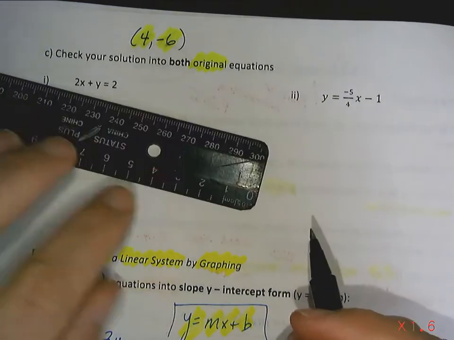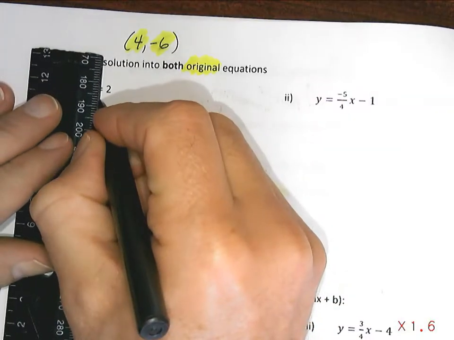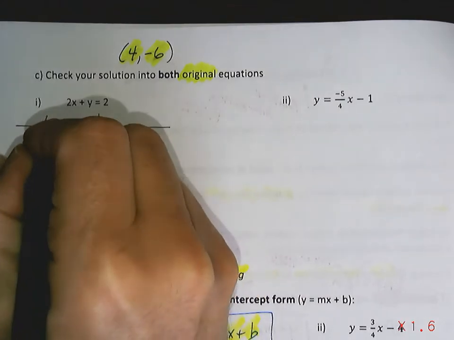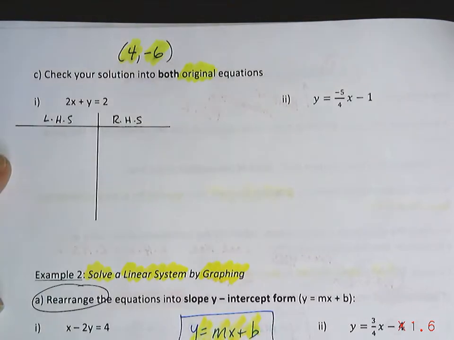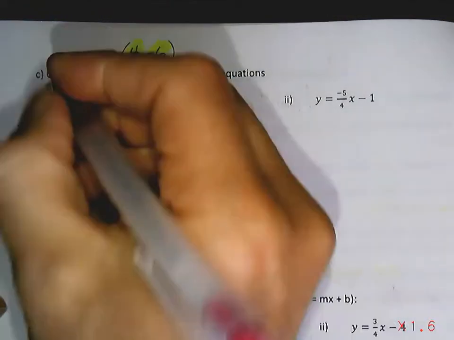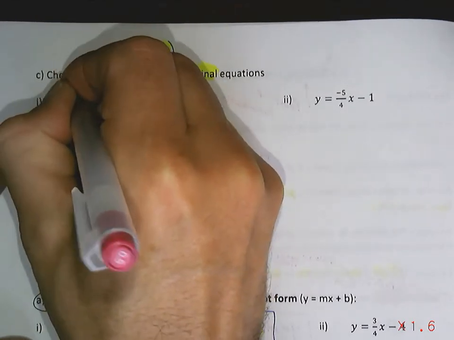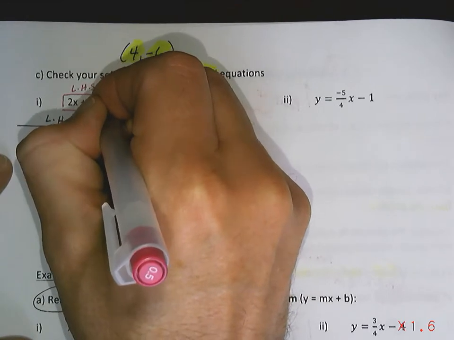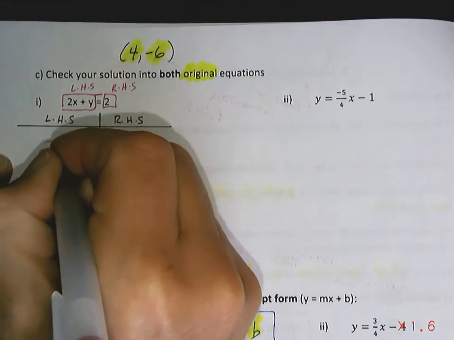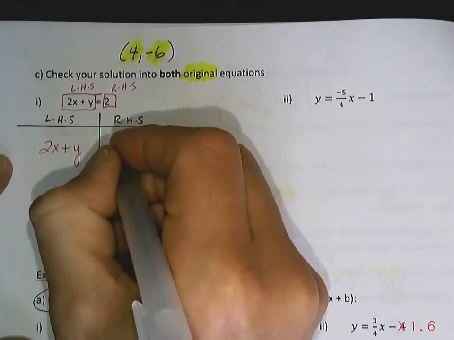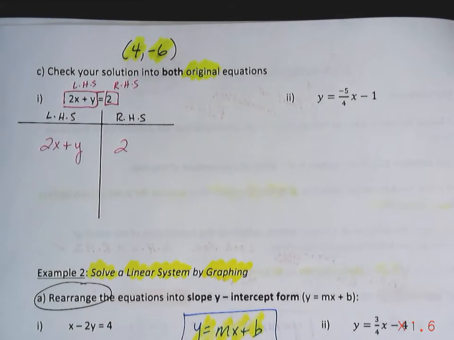The way we do it is by setting up a t-chart. So we're going to set up a t-chart underneath the first one. What we do is we put the left-hand side at the top of the t-chart and the right-hand side at the top of the t-chart. And what we're talking about is the right and left-hand side of this equation. So the left-hand side is 2x plus y in the original equation, and the right-hand side is 2. So that was the original equation before I rearranged it.